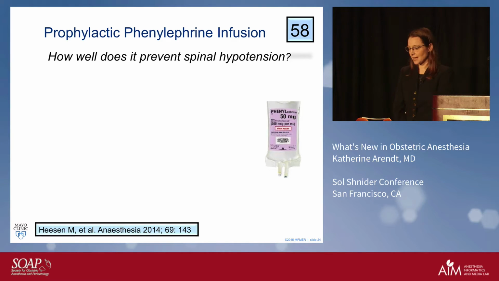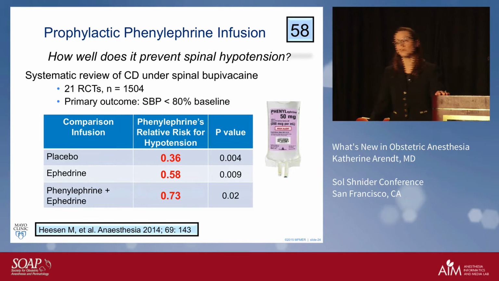Speaking of prophylactic phenylephrine infusions, how well did they work? The answer is really well. This systematic review looked at 21 randomized controlled trials, and all these trials had the primary outcome of evaluating the efficacy of prophylactic phenylephrine infusions to prevent systolic blood pressures dropping less than 80% of baseline. And phenylephrine's relative risk for hypotension in comparison to a placebo was significant, 0.36. It was a little less significant than ephedrine, but still far better, a little less significant than a combination of both phenylephrine and ephedrine, but still far better. So it is the best drug that we have right now to prevent spinal hypotension.